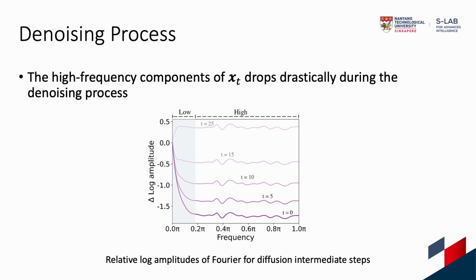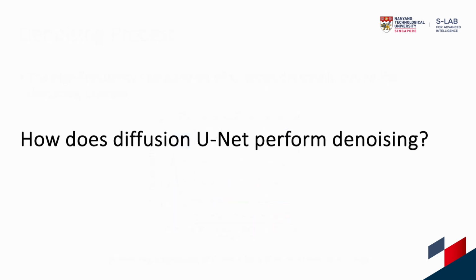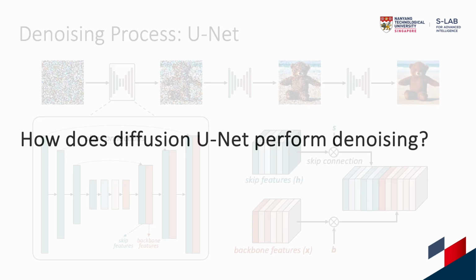Low-frequency components provide the basic structure and colors of an image, while high-frequency components, representing details like edges and textures, are more prone to noise. The purpose of denoising is to minimize noise and preserve these essential details. So how does the diffusion U-Net implement the denoising process?